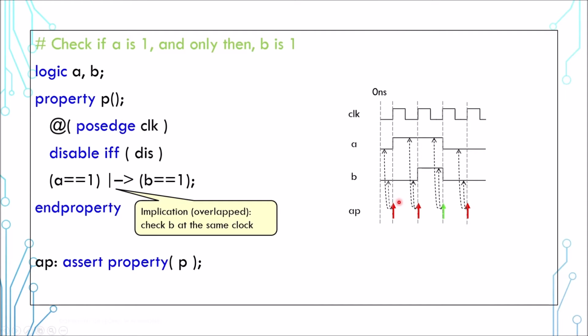Analyzing the same wave, at this point A is 0 and therefore B is ignored. The assertion is considered vacuous. It neither passes nor fails. At this point A is 1 and therefore B is checked. B is 0 and it fails. At this point A is 1 and then B is checked to be 1 and it passes. This point here is another vacuous attempt.